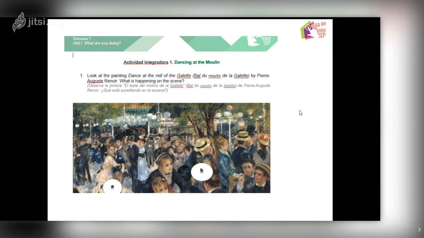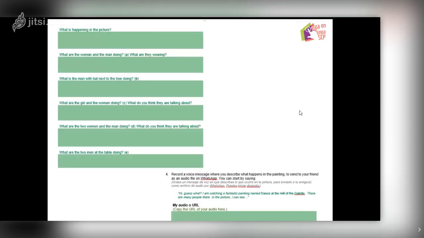Pay attention. We have an example of the activity. You have this picture and you have to describe what the people are doing. Check this out. What is happening in the picture? The grammar that you're going to use is past continuous or present continuous. Okay. In this case, the question is done in present continuous, so you have to answer in present continuous. What are the woman and the men doing? What are they wearing? Present continuous. What is the man with the hat next to the tree doing? What are the girl and the woman doing?